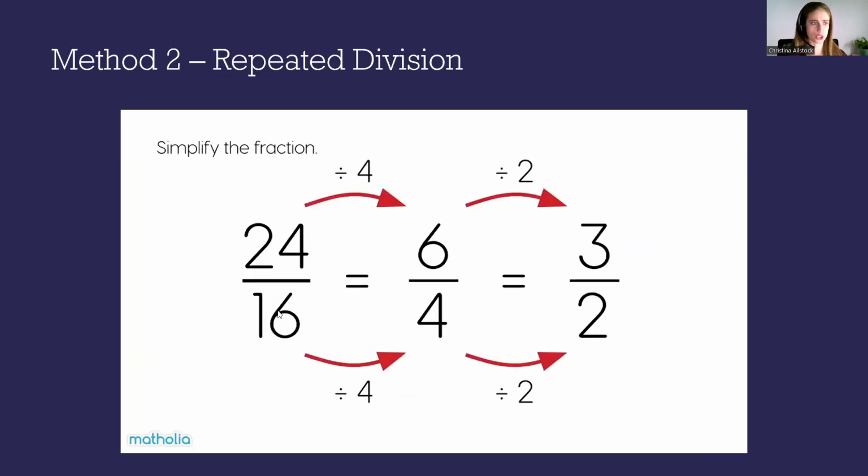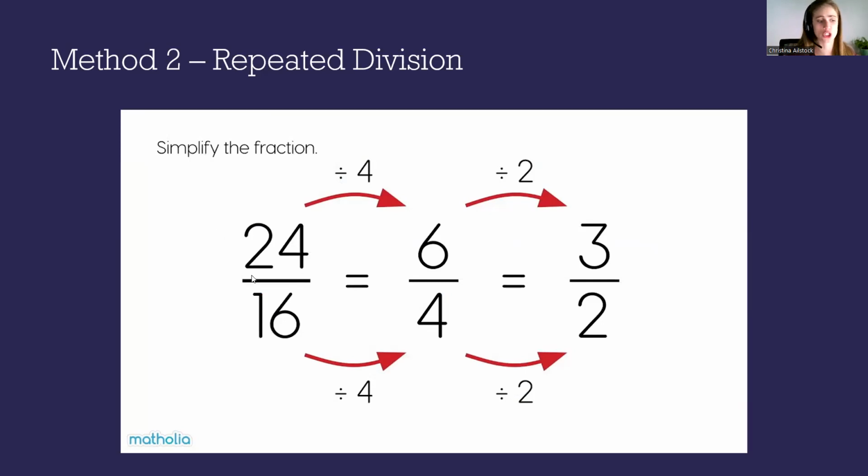The other method that you can use is simply just repeated division. So this is one that I do use. It's just with this, you have to be confident and you have to say, okay, how many times do I need to keep dividing this by a common factor until it is fully simplified and in lowest terms?